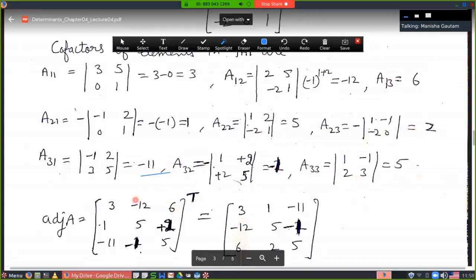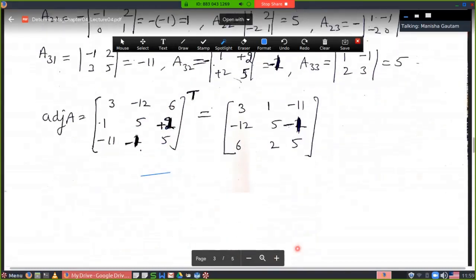Now after replacing the elements by cofactors, transpose this matrix. The second step is to transpose it. It means the first row is written as the first column, the second row as the second column, the third row as the third column. Rows and columns are interchanged in the case of transpose.